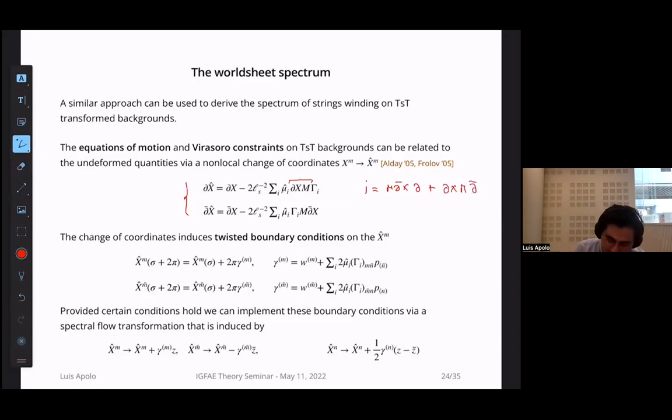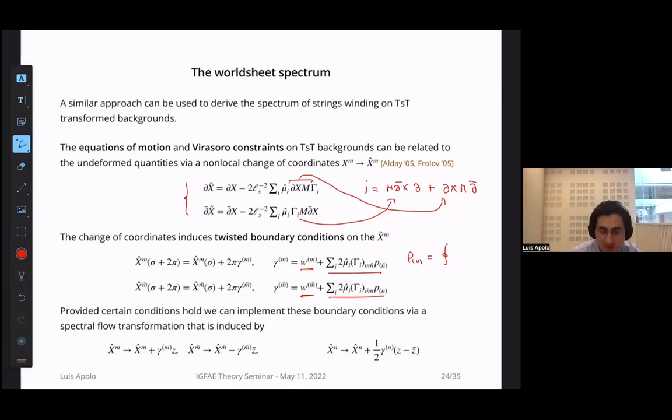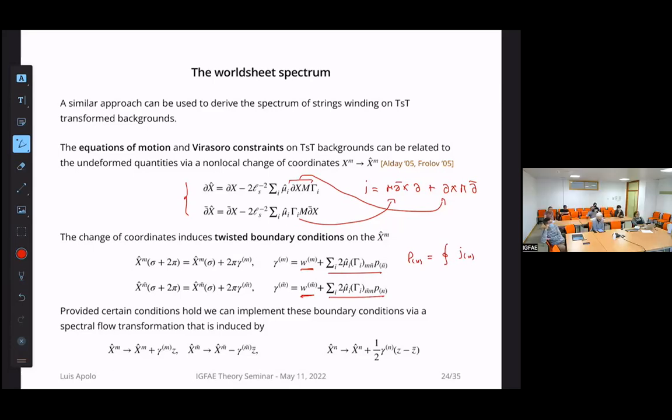And you see that some pieces of the worldsheet current appear here. And this change of coordinates induces twisted boundary conditions on the x-hatted coordinates, so that as you go around 2 pi, you pick up, in addition to some winding that you may want to have, these terms, where P is the momenta associated to the worldsheet current. Was there a question? No, I don't think so. No, okay.